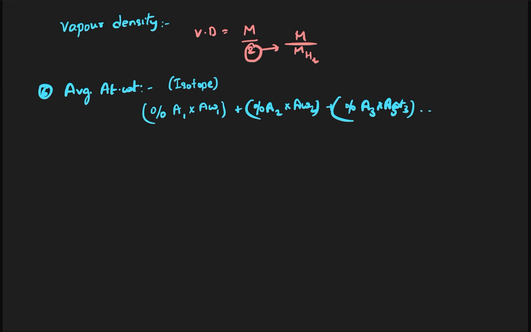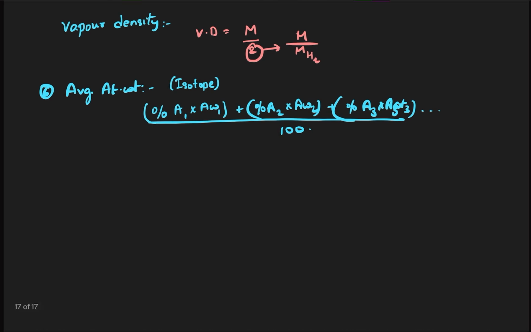So this is how you keep going on, however many compounds are present, and divide it by 100. This is known as average atomic weight. So it is used basically for isotopes. Next, let me tell you a short example, just to make the concept clearer.